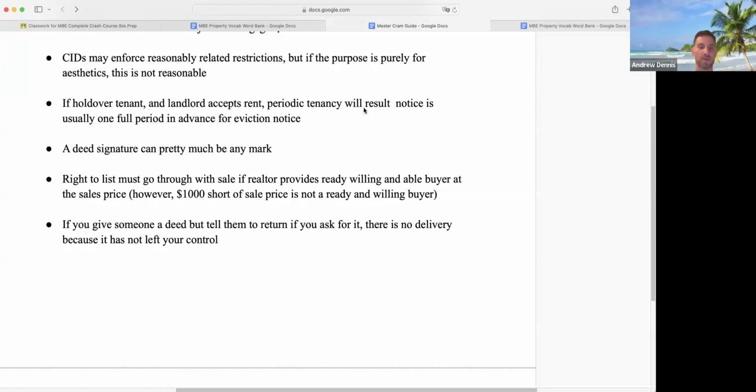So if you give someone a deed but tell them to return it if you ask for it, there's no delivery because it's not left your control. They do like to test that a lot. Delivery means that it's left their actual control.